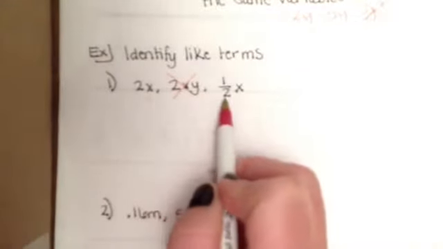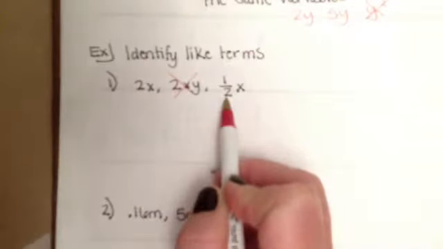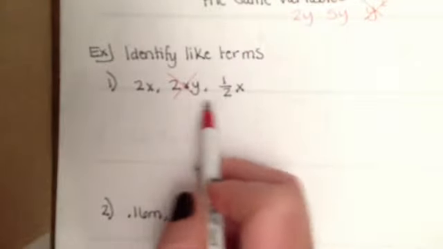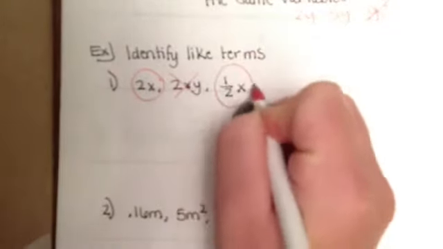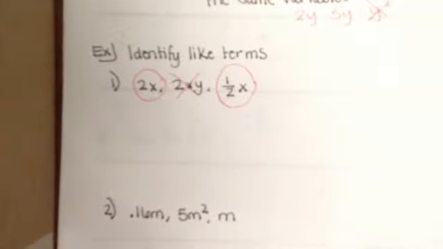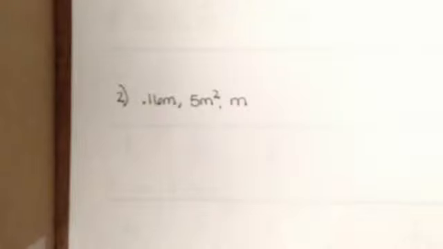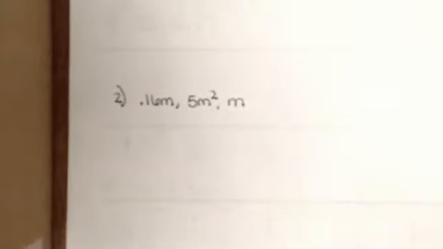What about 1/2 x? Yes, it matches because it also has an x. So our like terms are 2x and 1/2 x. They both have only an x. Try number 2 on your own. Circle the pieces that are like terms.